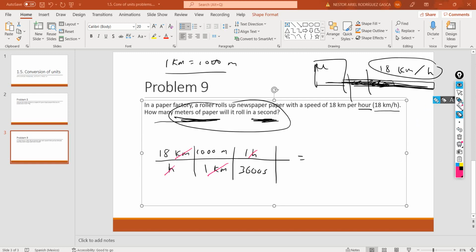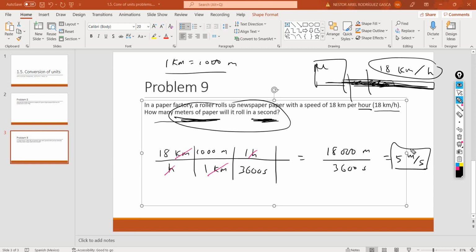and the rest is just an arithmetical operation. 18 times 1,000 times meters, you're gonna get 18,000 meters, right? And then 1 times 3600 times seconds. So you will get this, and then divide this number over this one. So let's do that. 18,000 over 3600, and you're gonna get 5 meters per second. This meter and this second, like this. This is the answer, and that's it, guys.